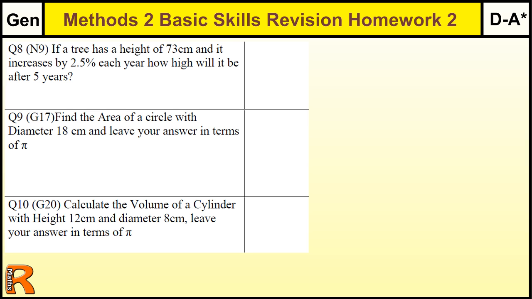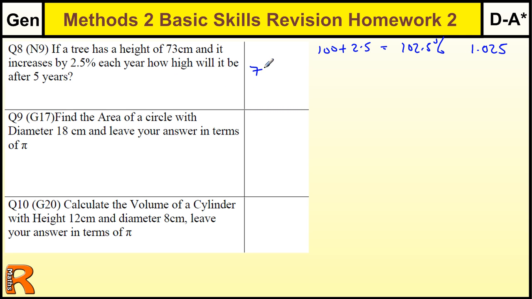Question 8. A tree has a height of 73 centimetres and increases by 2.5% each year. How high would it be after 5 years? So all we have to do here is to think about the multiplier. We are doing 100% plus 2.5 each year, which is 102.5%. And that equals a multiplier of 1.025. So if we multiply by that each year, we will get the answer.